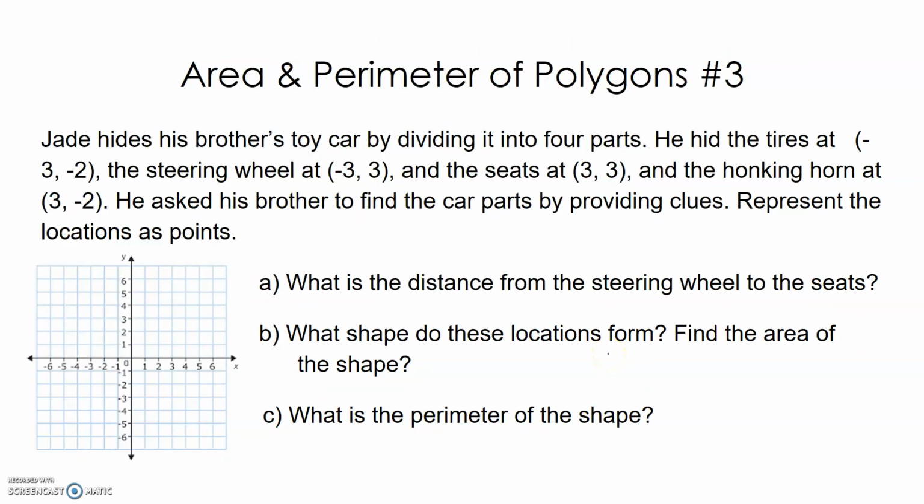Pause and copy as you need. All right, question number 3 says Jade hides his brother's toy car by dividing it into 4 parts. He hides the tires at (-2, -3). I'm just going to write this down as I go. The steering wheel at (-3, 3).